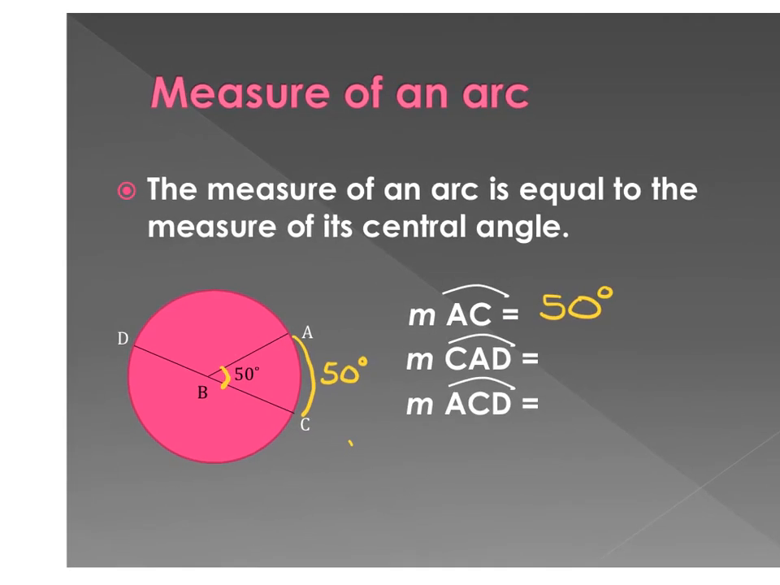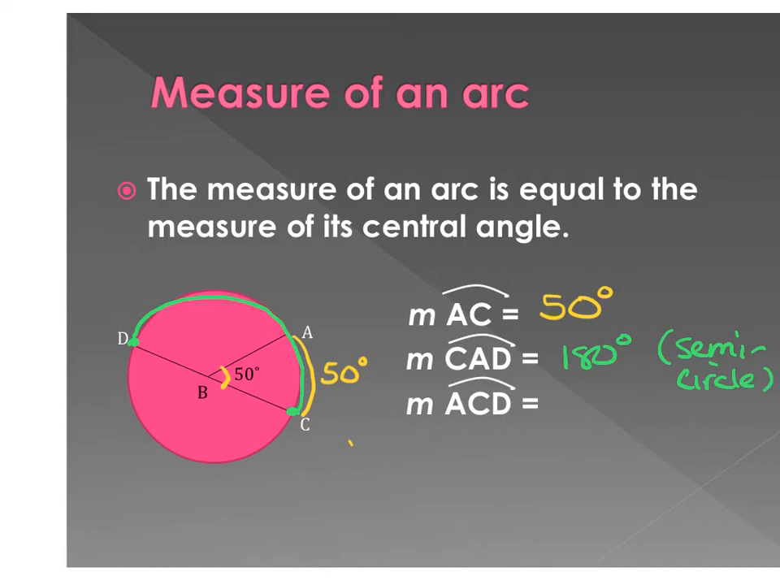Now, DC is the diameter. So in order to find CAD, you can see that it goes from here to here. And this is on either side of the diameter. So this would be your semicircle arc. So it's 180.